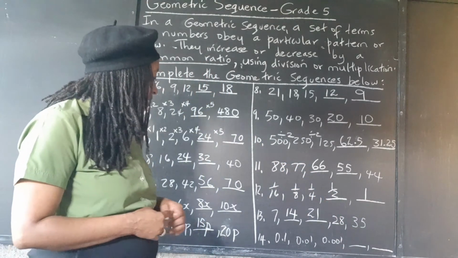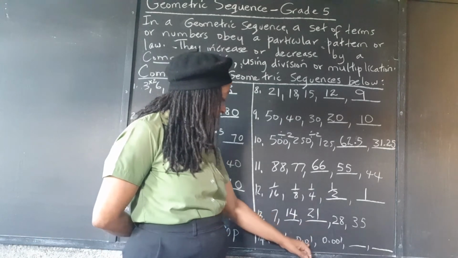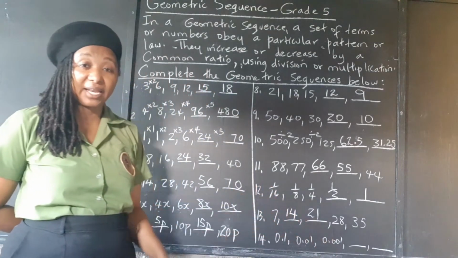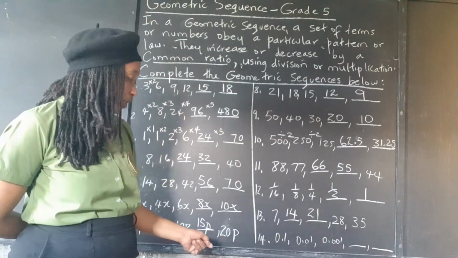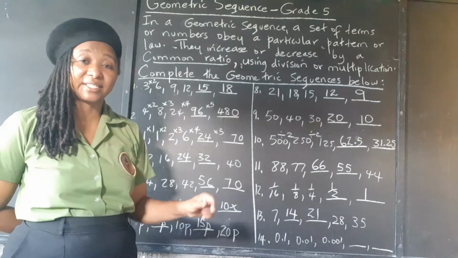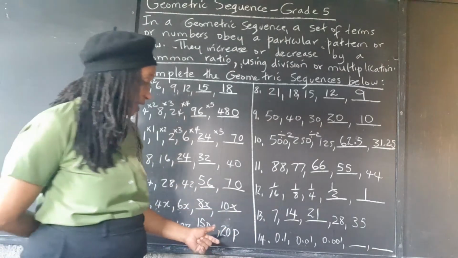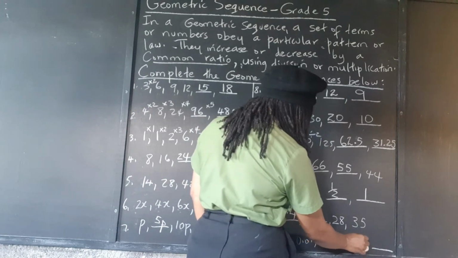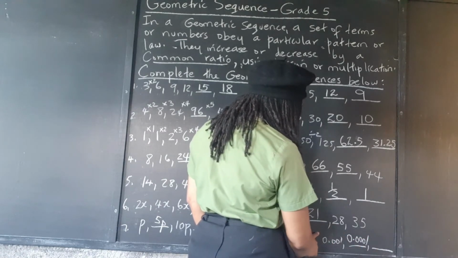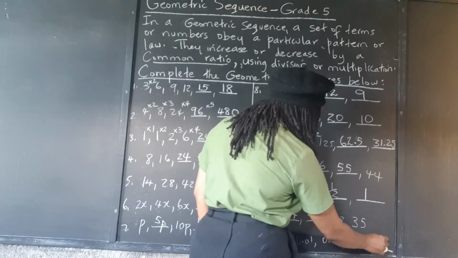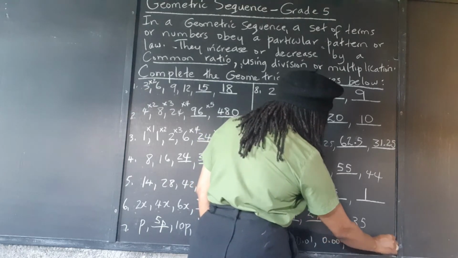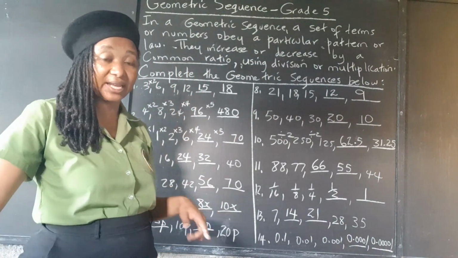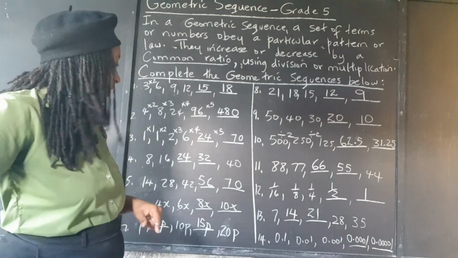And finally 0.1, 0.01, 0.001. So we're dividing by 10 each time. The decimals keep getting smaller by powers of 10. So this should be then 0.0001 if we divide it by 10, and it should be 0.00001. The common ratio is 10. We're dividing each term by 10 each time.